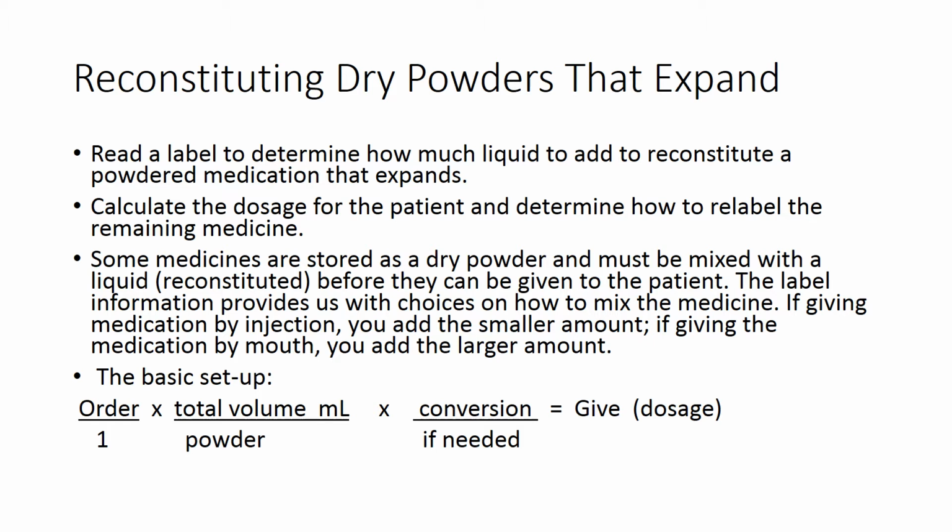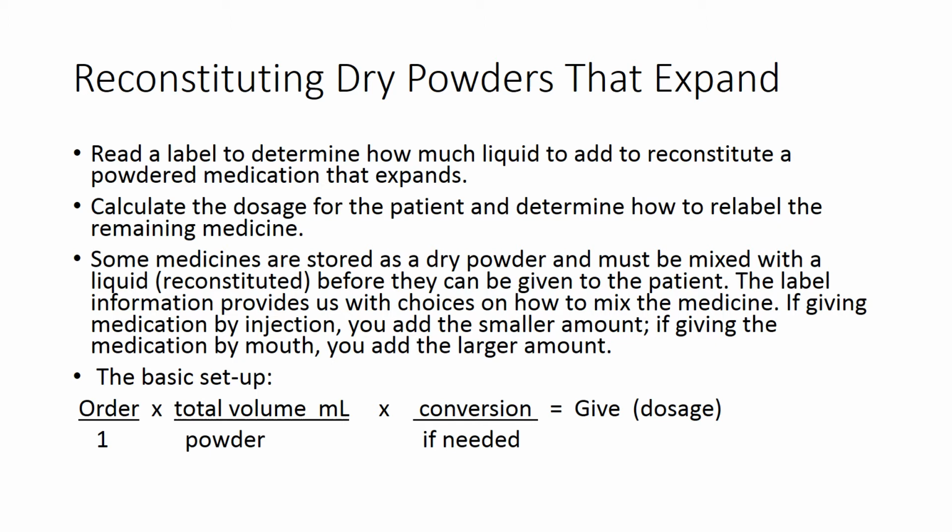Now, these particular powders actually take up some amount of volume when you add the liquid to them, and typically the liquid will be water. So we need to read a label to determine how much liquid to add to reconstitute a powdered medication that expands. We need to calculate the dosage for the patient and determine how to relabel the remaining medicine. Because once you've done the reconstitution, you don't have just a stock solution anymore. You now have an additional, different solution that is going to be used.